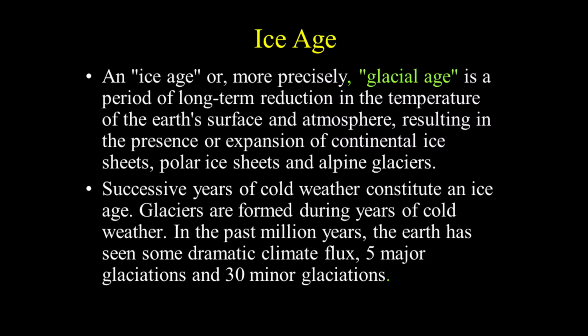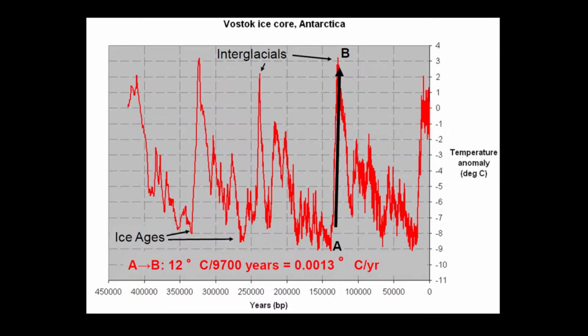In the past million years, the Earth has seen some dramatic climate flux, 5 major glaciations and 30 minor glaciations. Let me repeat this. This is another important take-home point. In the past million years, the Earth has seen 5 major natural glaciations and 30 minor natural glaciations. Here are 4 examples of ice ages in the last 500,000 years.